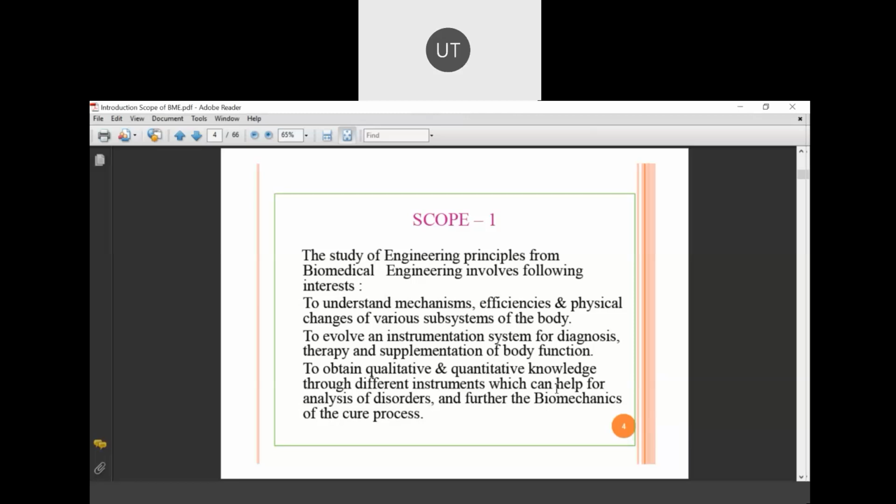Can you name any system in the body? Can you name any organ? Poonam? Can you name any organ, body organ? Respiratory system, digestive system. Very good. So the cardiovascular system, digestive system, respiratory system. These are the different systems that are available in the body.